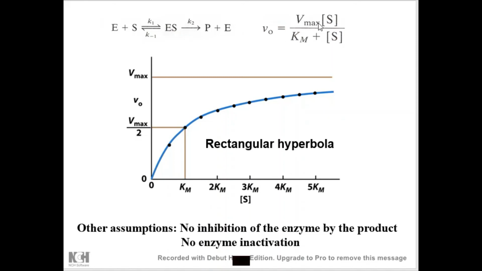The higher the Vmax, the more efficient the reaction. The higher the Km, the less efficient the reaction. On this graph, you can see that Km corresponds to the substrate concentration when the reaction rate reaches half of the maximum available rate.